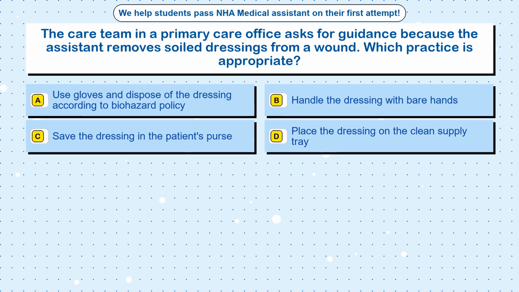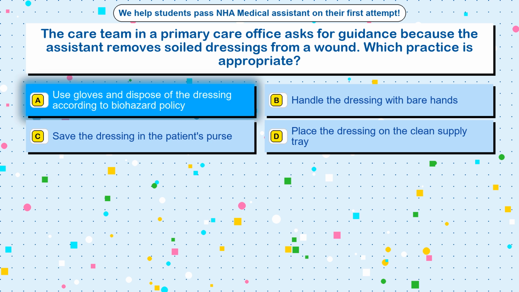Question 58. The care team in a primary care office asks for guidance because the assistant removes soiled dressings from a wound. Which practice is appropriate? Option A, use gloves and dispose of the dressing according to biohazard policy. Option B, handle the dressing with bare hands. Option C, save the dressing in the patient's purse. Option D, place the dressing on the clean supply tray. The correct answer is option A, use gloves and dispose of the dressing according to biohazard policy.